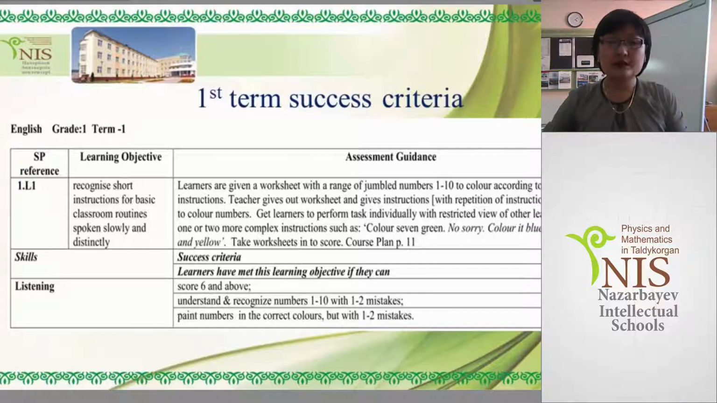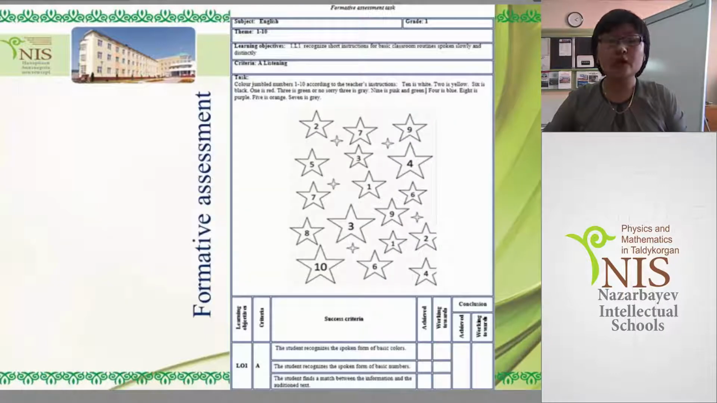Understand and recognize numbers from 1 to 10 with one or two mistakes. Paint numbers in the correct color with one or two mistakes. I think all of this is clear, and now you see the formative assessment form which I used with my students. For practical explanation, I'm going to show you a short video from my lesson, and you will see how I conducted this assessment.